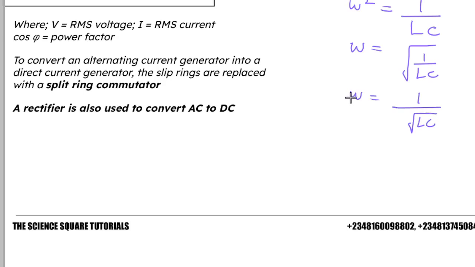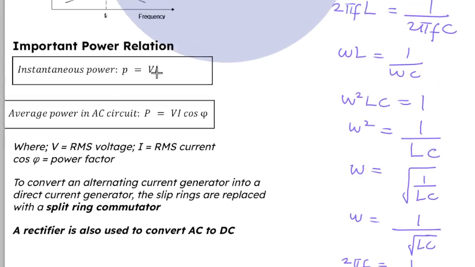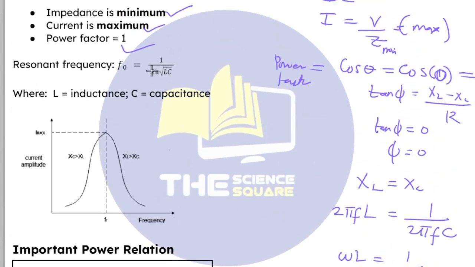Now, since omega is equal to 2 pi f, so we have 2 pi f is equal to 1 over square root of LC. Dividing both sides by 2 pi, you have your f to be 1 all over 2 pi square root of LC. Okay, this f is f resonance. You can call it fr, or you can just call it f naught to differentiate it from every other frequency. So that's how we come about this differentiation.